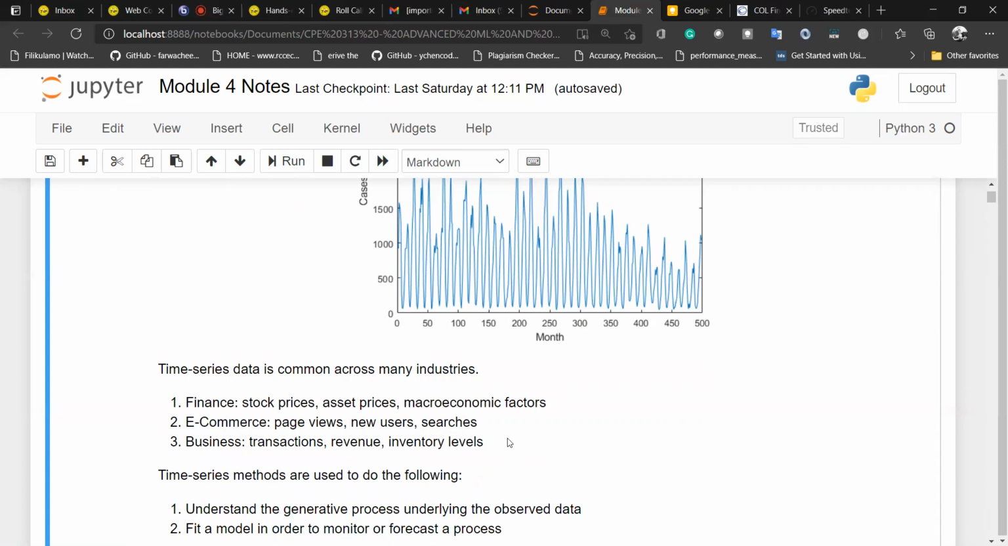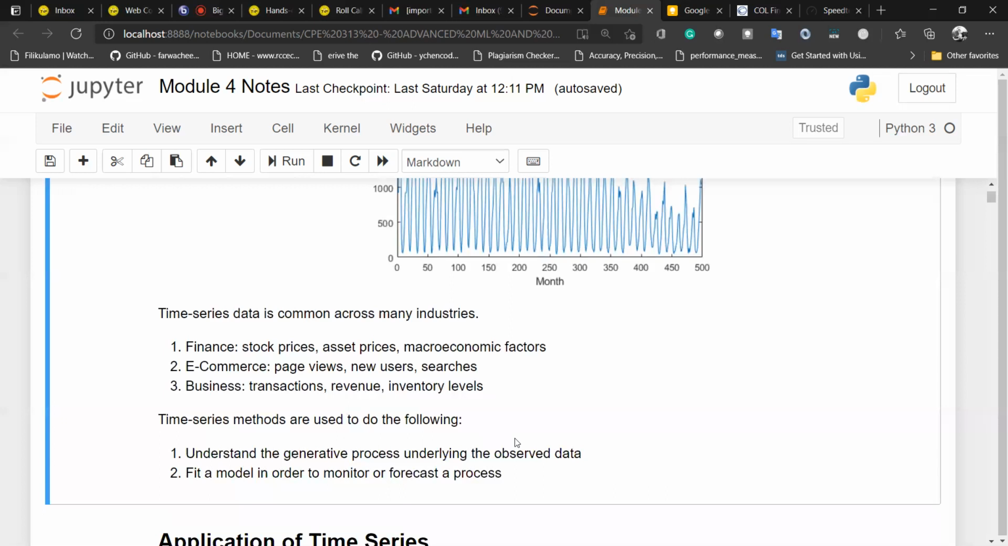There are plenty of examples of this, and you will understand that time series methods are used to do the following. Number one thing that a time series method can do is to understand the generative process underlying the observed data. And second, we can fit a model in order to monitor or forecast a process. So using time series, we can forecast a certain process.